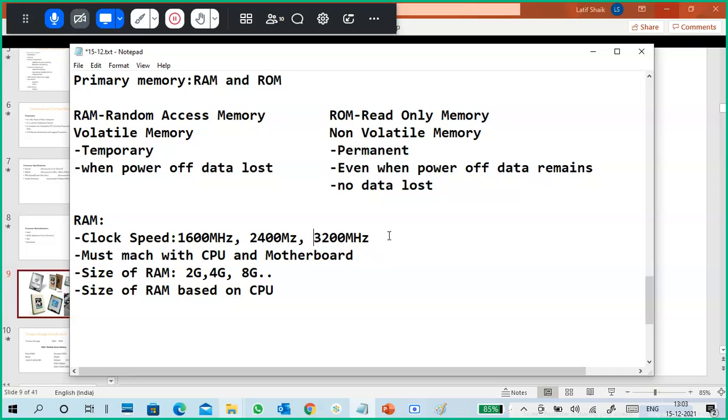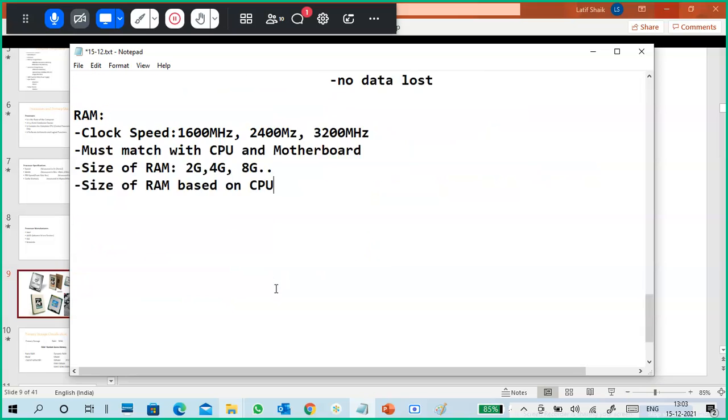So what I'm speaking, let me show it. This is the clock speed. You have to check it with the CPU, and as well as the motherboard, it must match mainly the model and clock speed with the CPU, and the type of RAM must match the motherboard also. The size of the RAM and the number of RAMs are completely based on the motherboard only.